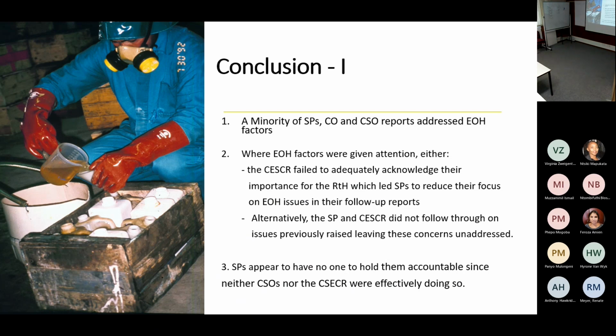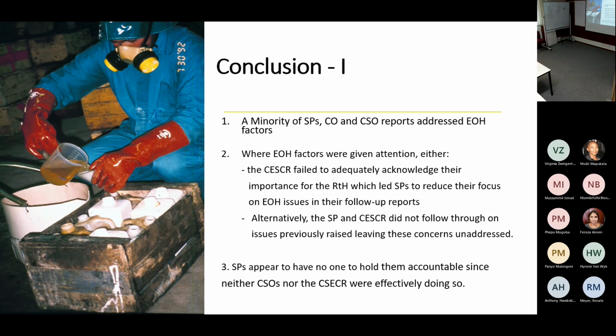The state party submits a report stating issues, and then the committee finds some problems with it, some concerns and matters which need to be acted upon, but then there was no follow up on those concerns. Over that 10-year period, we could not see any of the issues being addressed. And then the state parties appear to have no one to hold them accountable.